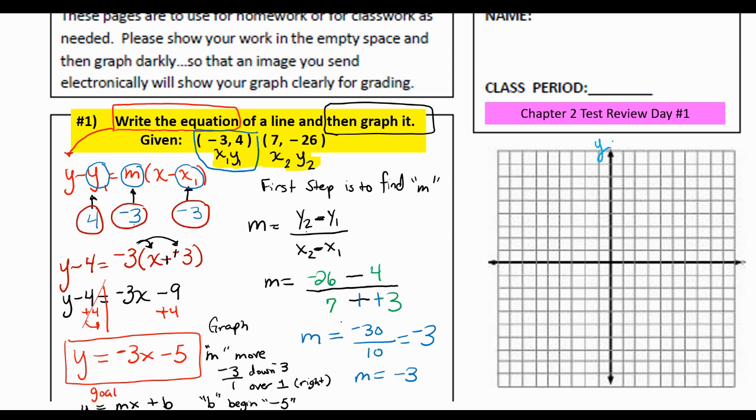When you begin this type of graphing, you always begin on the y-axis. Do not begin on the x. You begin on the y-axis. So we go to the center and we count down 5. 1, 2, 3, 4, 5. And that's because it's negative 5 for the b amount, it's a negative, right? So you go down to 5.